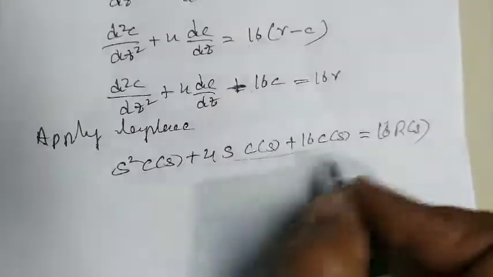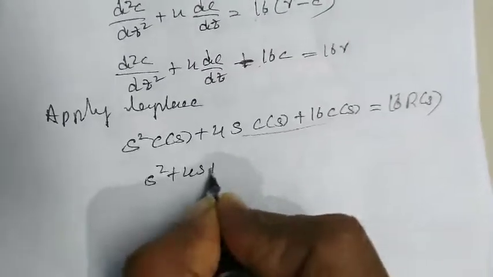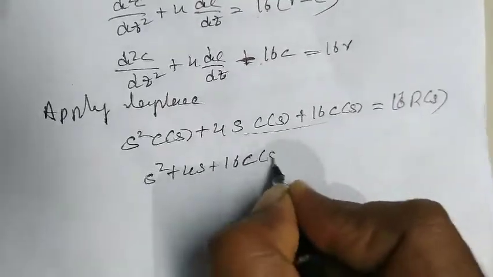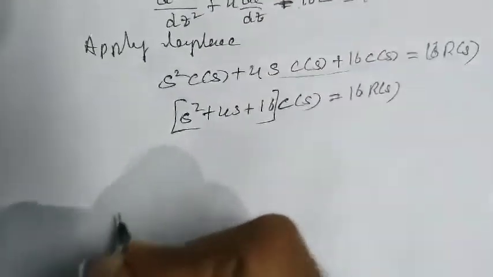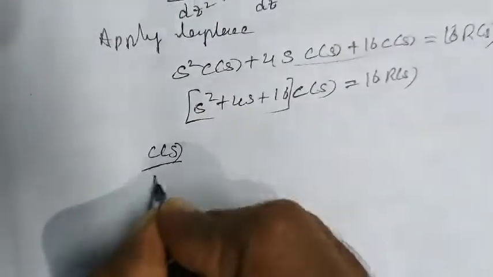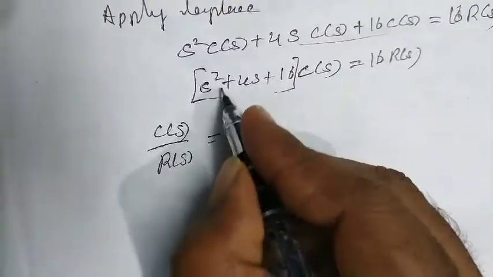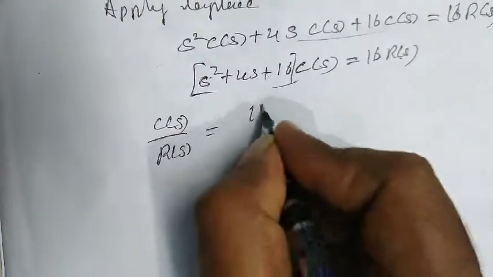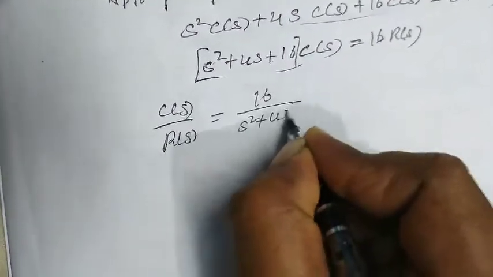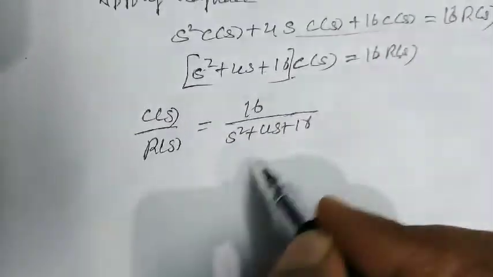So I'll take this c of s common in these terms. So I'll get s square plus 4s plus 16 times c of s is equal to 16 r of s. You know the transfer function is c of s by r of s. So I'm taking this r of s to this side and s square plus 4s plus 16 to that side. So I'll get 16 by s square plus 4s plus 16. So I got the closed loop transfer function.